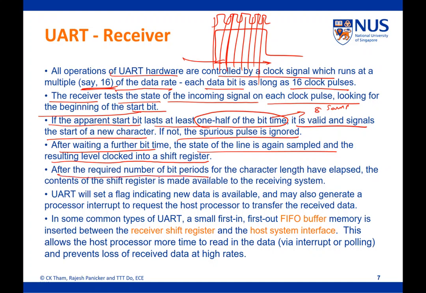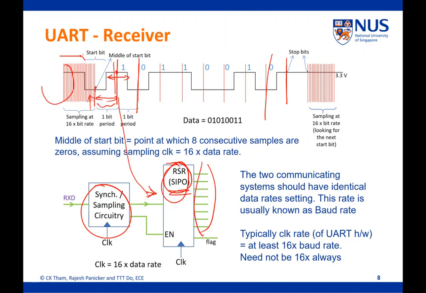After the required number of bit periods for the character length have elapsed, for example, if you are expecting a character which is 8-bit long, you will sample it 8 times, and once it is done, the content of the shift register is made available to the receiving system. So here you see the shift register is essentially read by your processor. Okay, so your processor should read it only after all the 8 bits have been received.